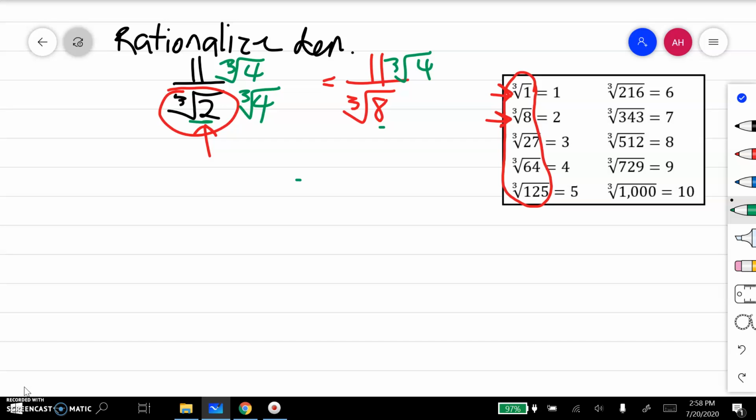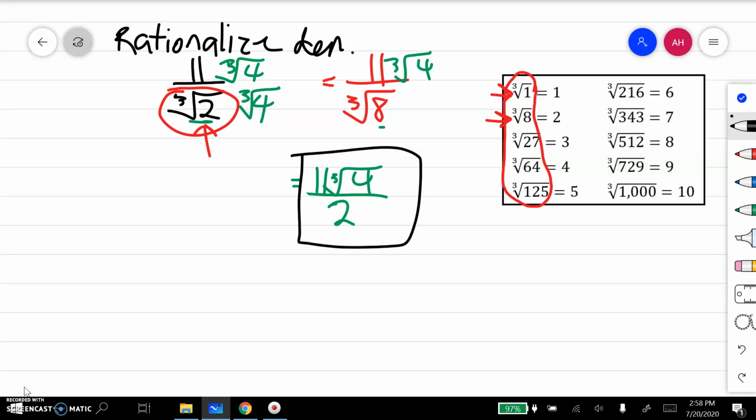Now, we still need to simplify if possible. So 11 and cube root of 4, those don't simplify. 4 doesn't have a cube root, so we'll just leave it. Okay, but the cube root of 8 is 2. So we can simplify that. And now you notice that we don't have a radical in the denominator, which is what we wanted to happen. Okay, so this is your final answer.